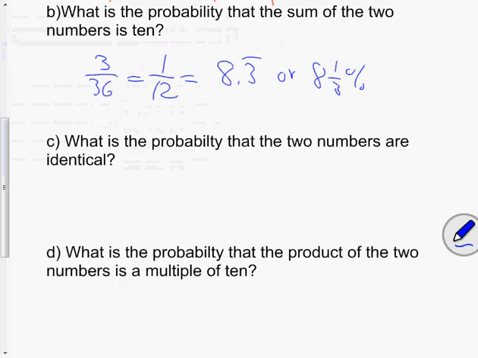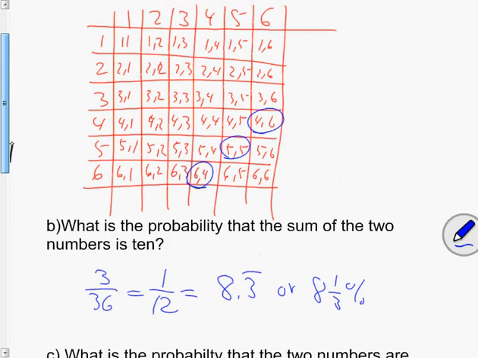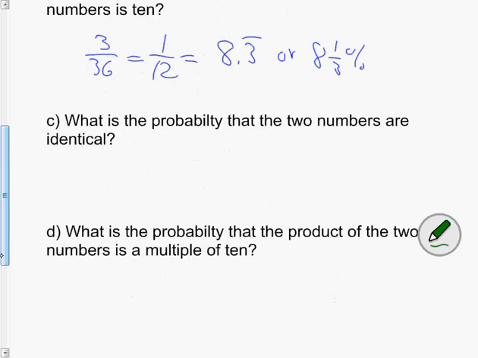It says, what's the probability that the two numbers are identical? So again, if I go up here and take my green marker and circle the identicals, I got 1, 2, 3, 4, 5, and 6. So for identical numbers, there are 6 out of the 36, or in lowest terms, 1 chance out of 6, which is 16 2/3%, or 16.6 repeating, or 16 2/3% chance that happens.